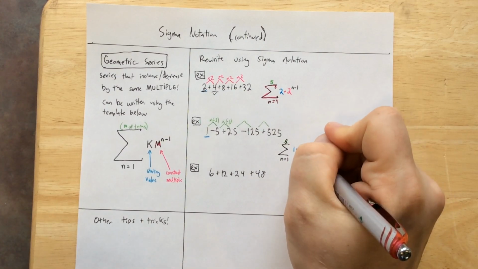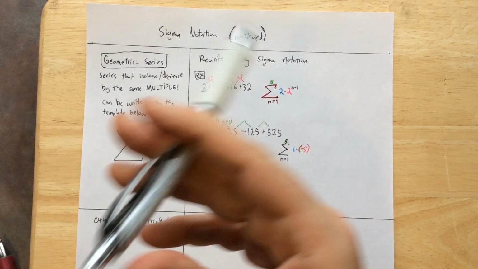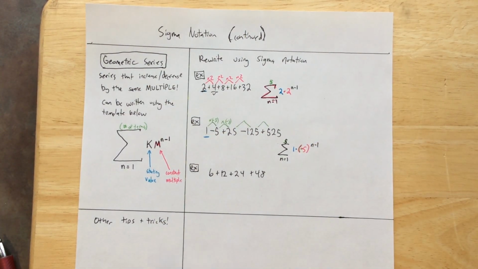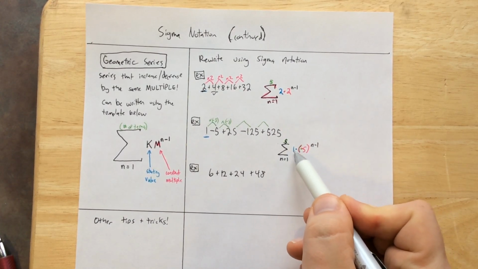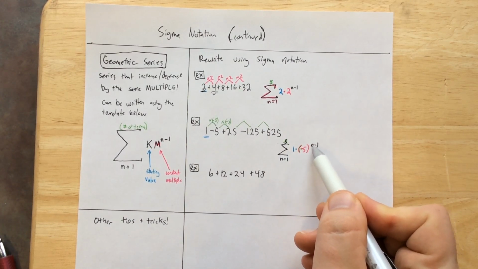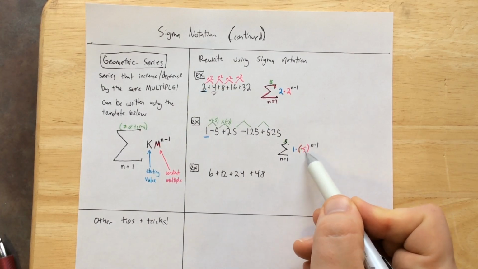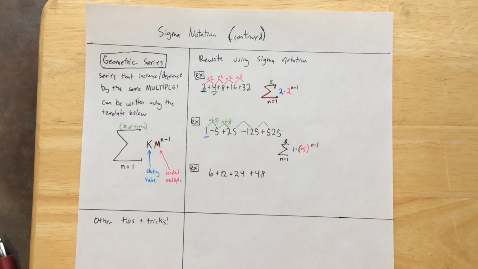I'm messing up my colors. Negative 5. And we complete it with the n minus 1. And the reason it's n minus 1, we talked a little bit about it up there, is that we want the 1 to be our starting value. And if we do n minus 1, that makes 0 our starting exponent, which makes this term kind of irrelevant. So it gives us our starting number there.